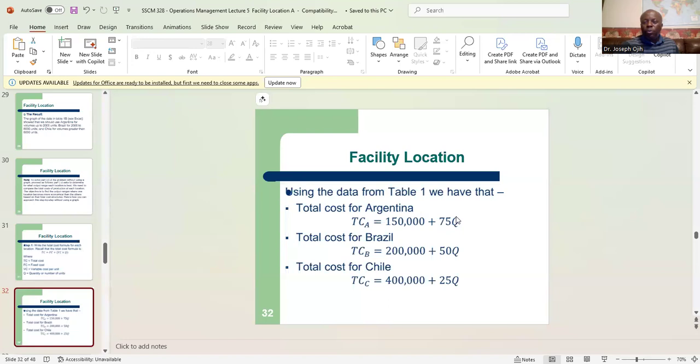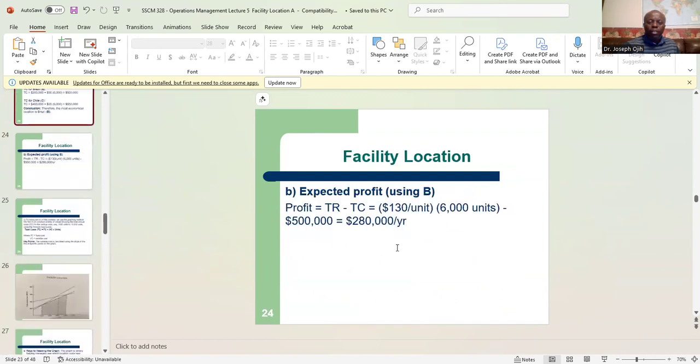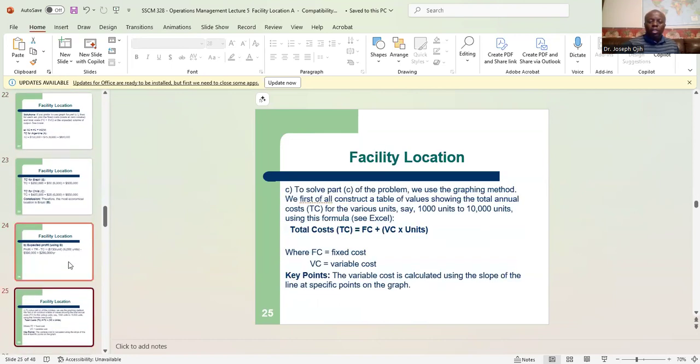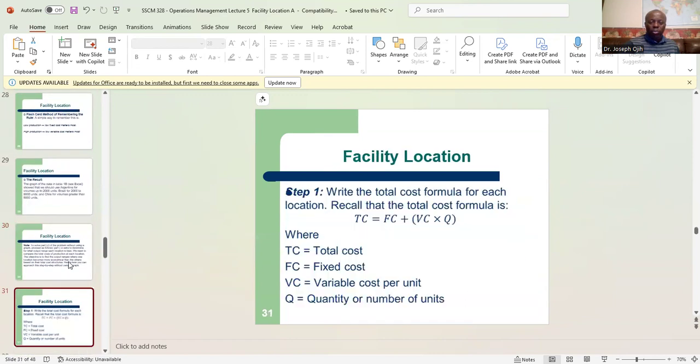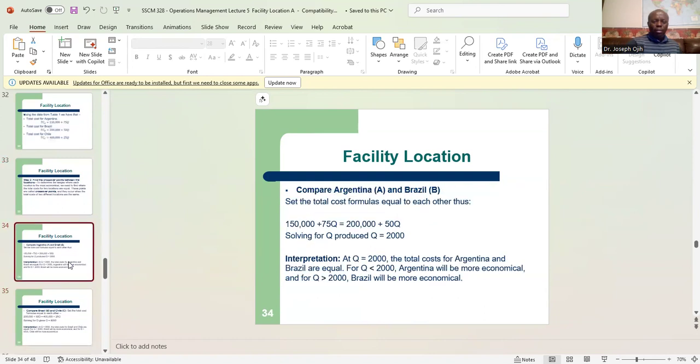150 plus 75Q. For Brazil, it's 200,000 plus 50Q. How did I get this? It's on the table right here. For Brazil, 200,000 plus 50Q. And then you can just solve these two equations. You get the same result. But I think the graph will be better for you at the crossover point. So you get the same result, but I say the graph is better. Just draw the graph where the crossover is, choose that, and the number of units that were given to you.